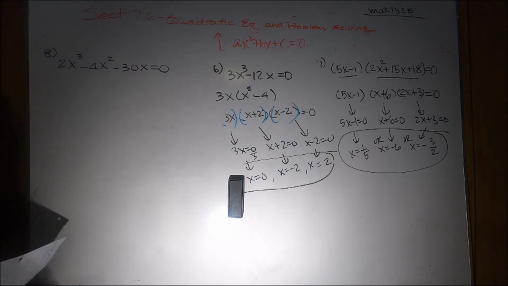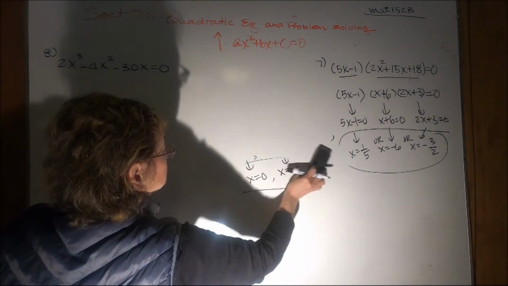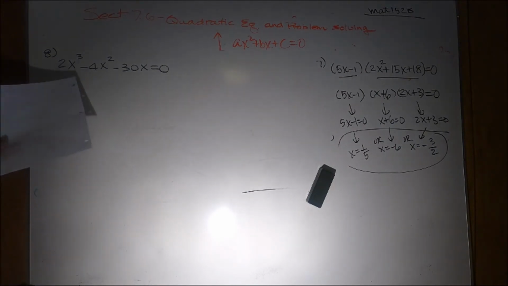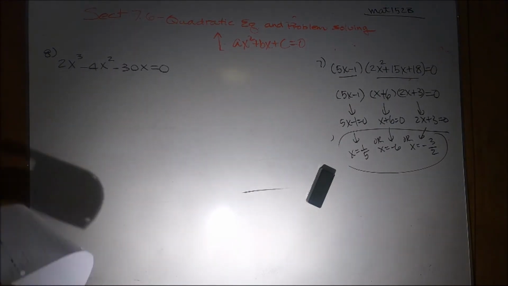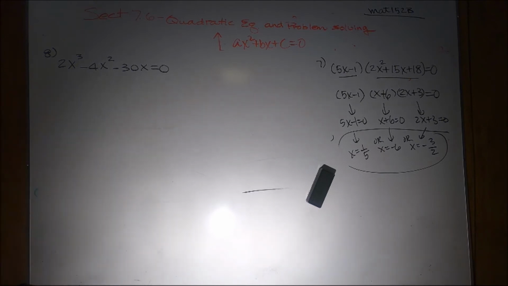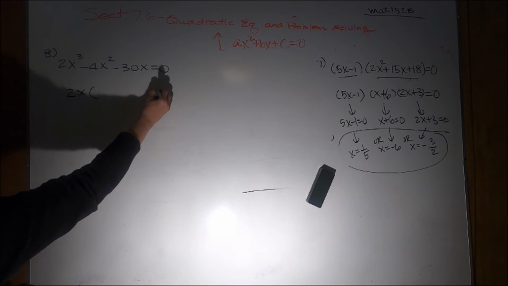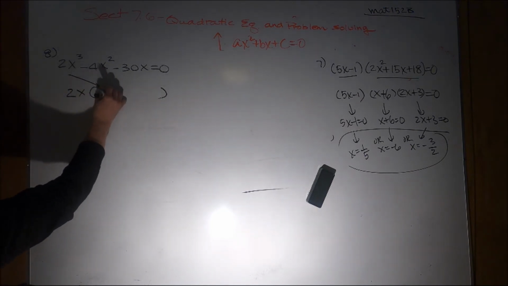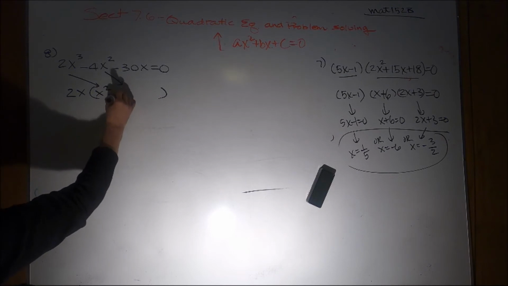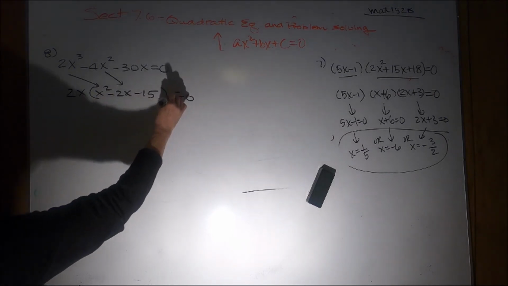Three terms, right? But is this a quadratic equation? Is this a quadratic equation? Not really. It's a cube. But still, we can break it down, right? How should we start? We should always start from what? GCF, which is what? 2x can go in. What's left? That would be x squared minus 2x minus 15, right?